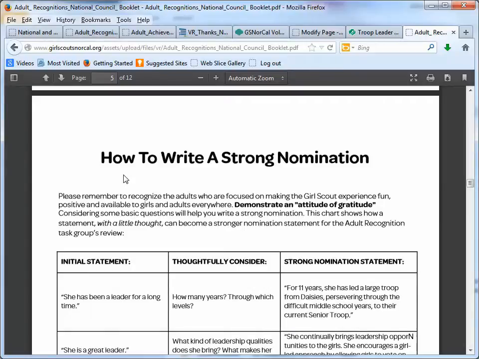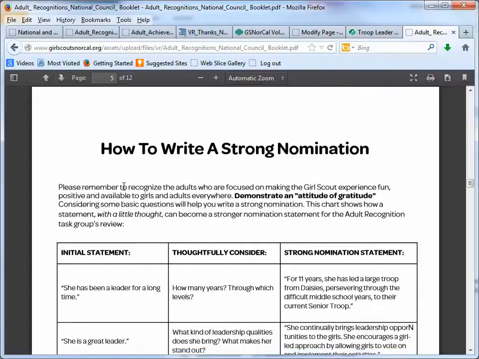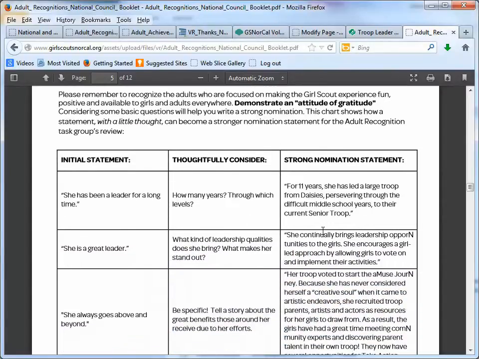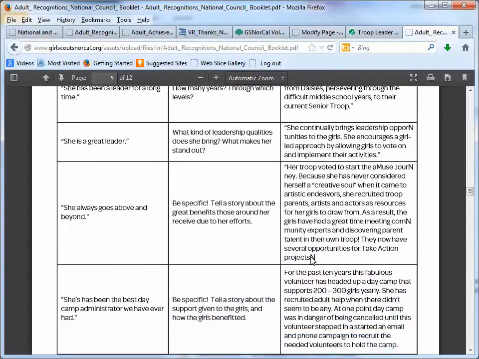If you are the person writing a nomination, there are some great tips here on how to write a strong nomination and how to revise a statement and how to provide more detailed information so that you really have a strong nomination for your candidate.